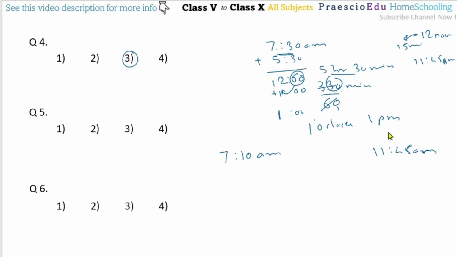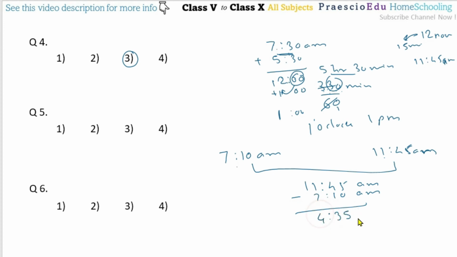Now, how much time does the school meet on Saturday? So from this time to this time we have to count the duration. So 11:45 a.m. minus 7:10 a.m. 45 minus 10 is possible, yes, so it's 35. Then 11 minus 7 is 4. So it means 4 hours and 35 minutes, and this is given in option number 1.